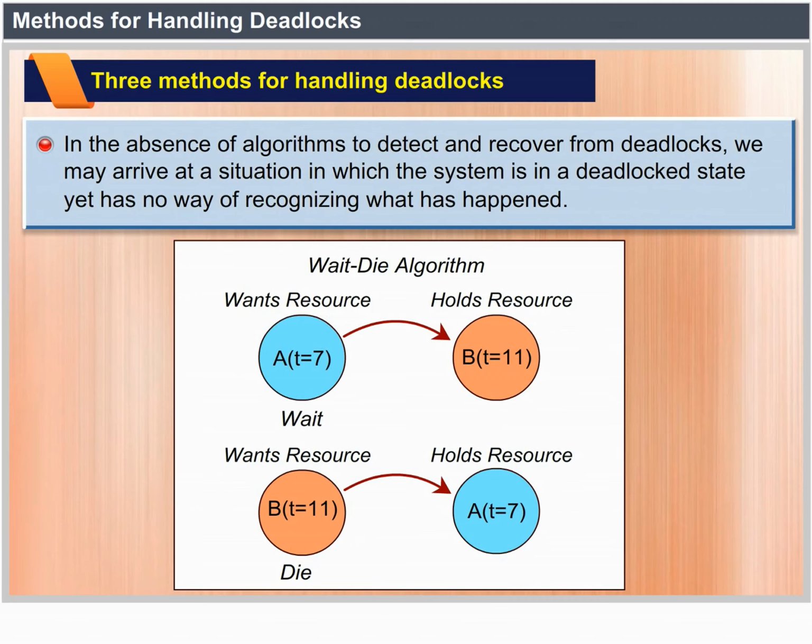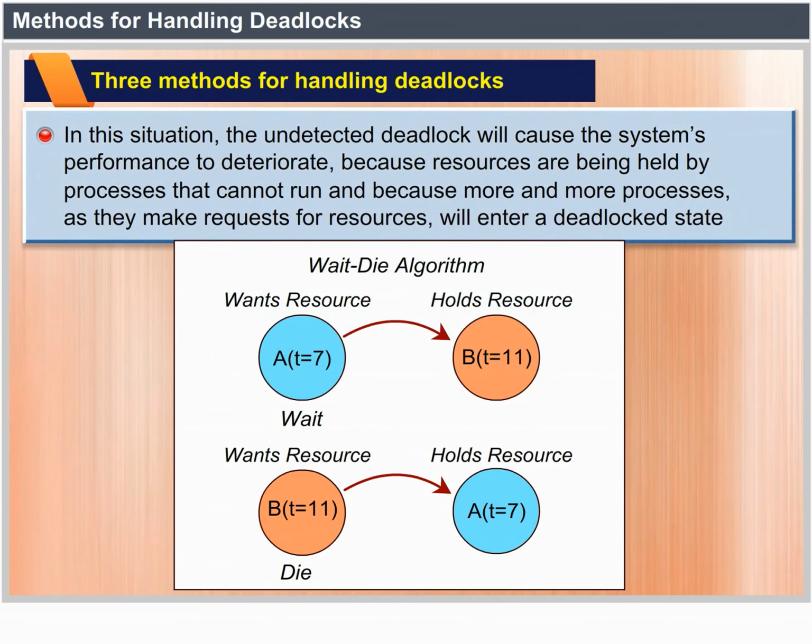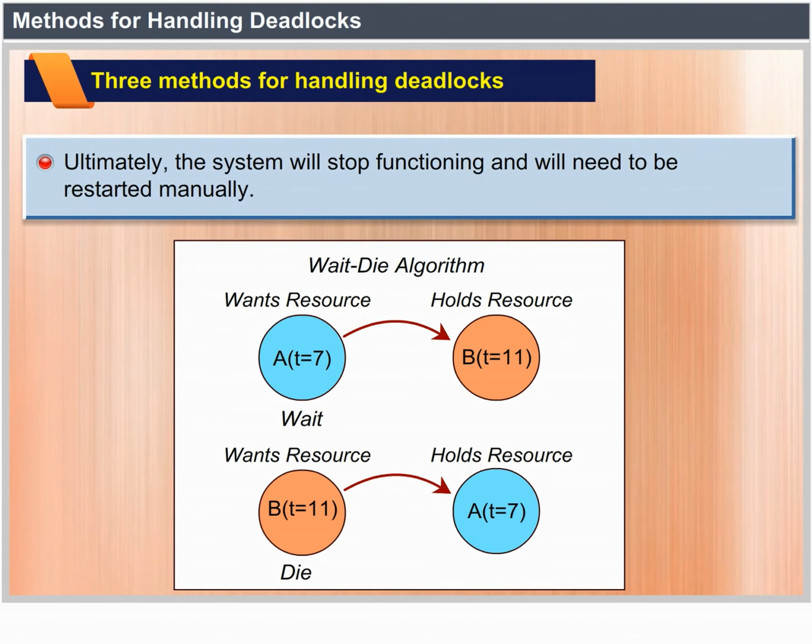In this case, the undetected deadlock will cause the system's performance to deteriorate, because resources are being held by processes that cannot run, and because more and more processes, as they make requests for resources, will enter a deadlocked state. Eventually, the system will stop functioning and will need to be restarted manually.